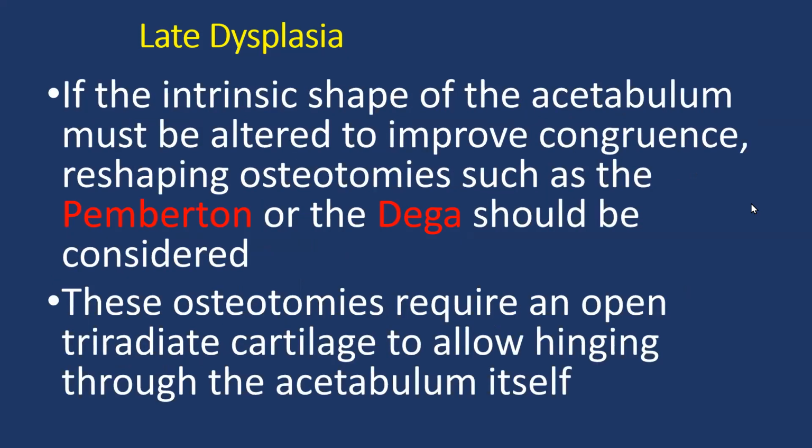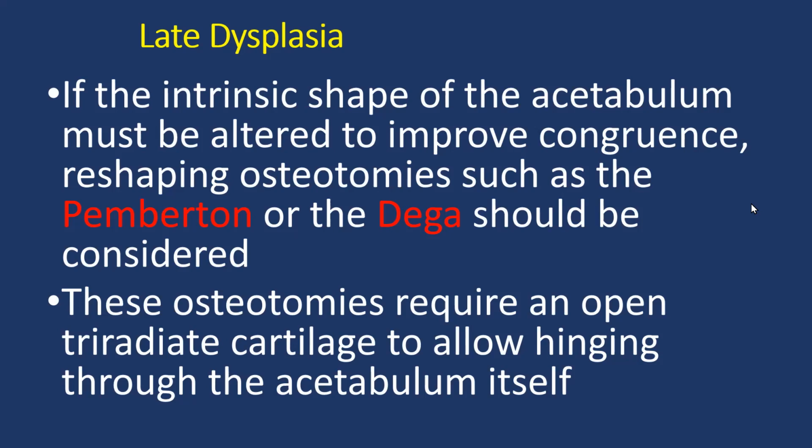If the intrinsic shape of the acetabulum is flat, if the intrinsic shape of the acetabulum must be altered to improve congruence, reshaping osteotomies, such as the Pemberton or the Dega, should be considered. As I mentioned before, I prefer the Dega. I don't like the Pemberton because it goes through the triradiate cartilage and it can interfere with the growth of the acetabulum.